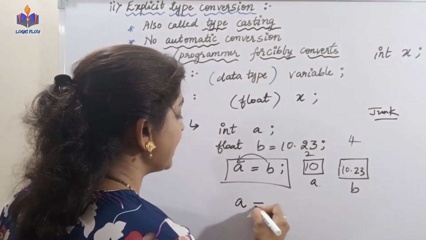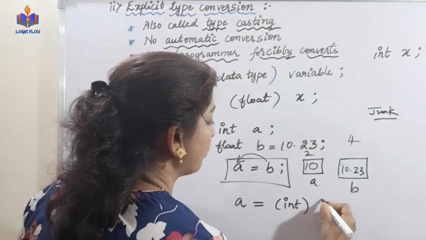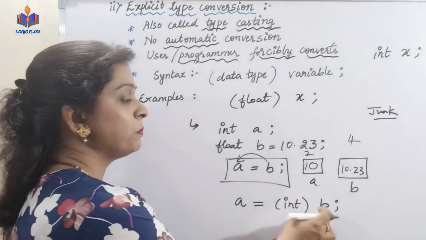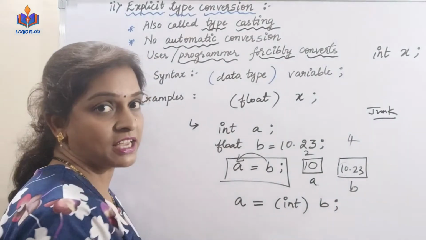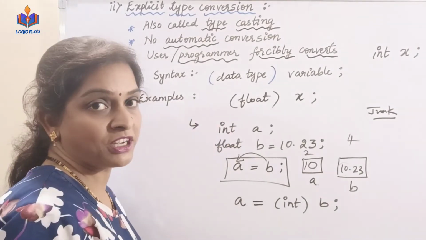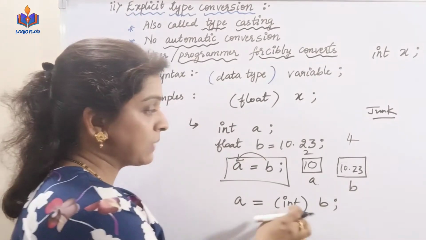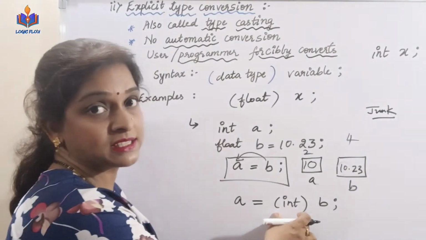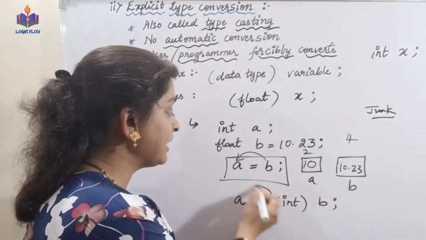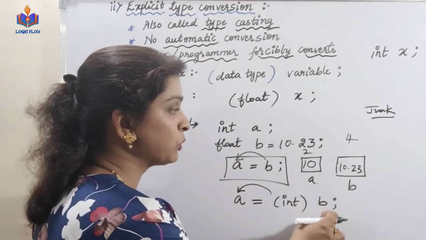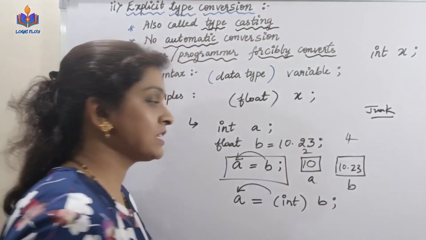I say a equal to, convert this float value which is in b to int. So in b I have 10.23. Convert this to integer. Brackets take the first priority according to the operator precedence rule, and typecasting also has the first priority. So it converts this value b to integer type and then stores it in a. So b is having 10.23, it gets converted to integer, meaning it becomes 10, and that is stored in a. So a gets 10.